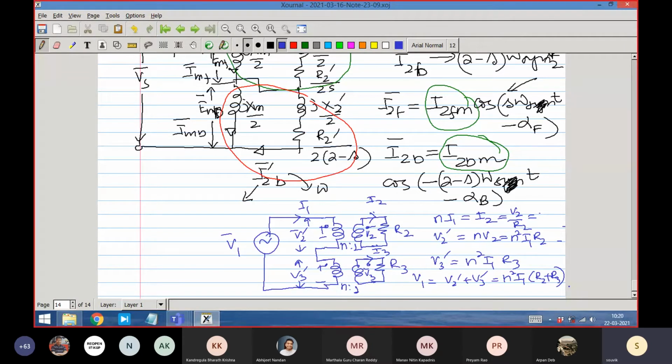Because the magnetic field's magnitude is not changing with respect to time, and its magnitude is also not changing with respect to theta, in that case it may be called a stationary magnetic field. Here we should say it is a pulsating magnetic field, and a pulsating magnetic field must always be understood as a combination of a forward and backward rotating magnetic field, where the magnitude is unchanged, but the speed of rotation is there. That is the way we have to think of it.